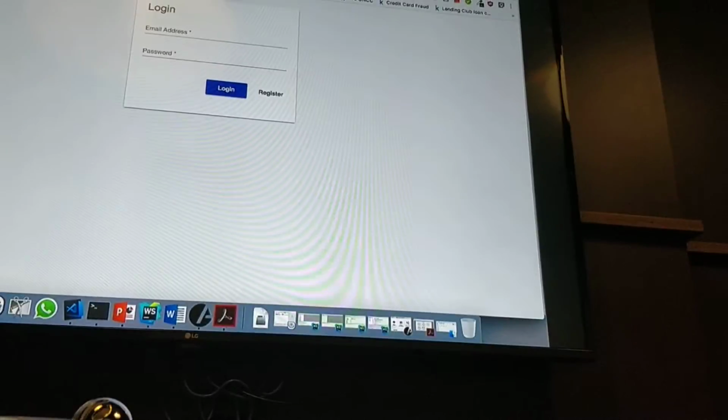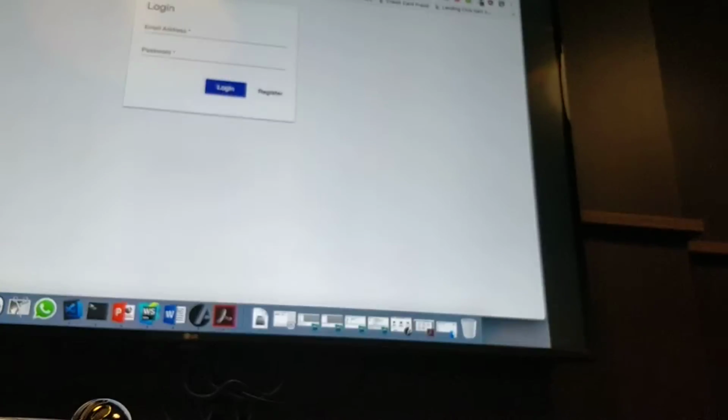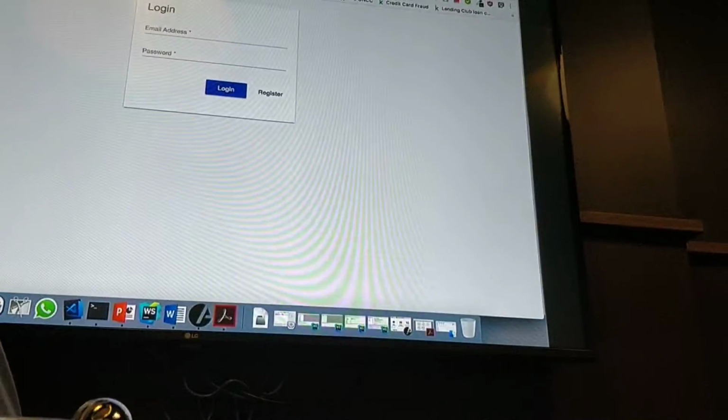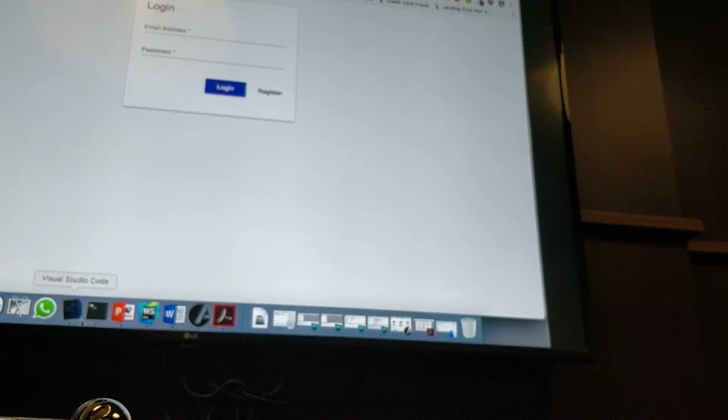I actually did not want to go into the registration and boring stuff. I want you guys to be excited to see something running on the blockchain network. So it's running on Docker.